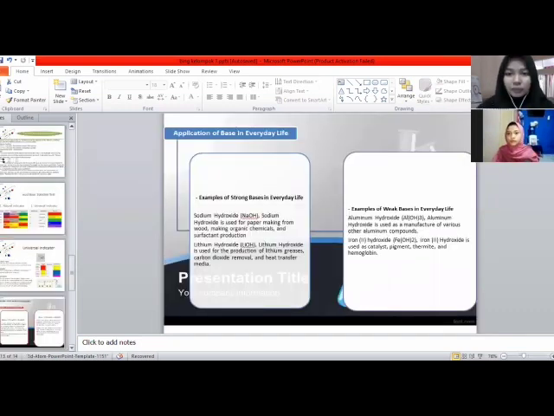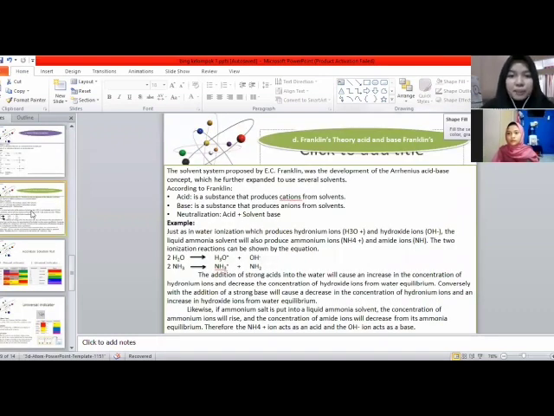For Franklin theory, acid and base, the solvent system, the purpose of Franklin was the development of Arrhenius acid and base concept, which he further expanded to use several solvents. According to Franklin, acid is a substance that produces cations from solvents. Base is a substance that produces anion from solvents. Neutralization: acid plus base gives solvent. Plus in water ionization, which produces hydronium ions and hydroxide ions. The liquid ammonia solvent will also produce ammonium ions and amide ions. The two ionization reactions can be shown by the equation.